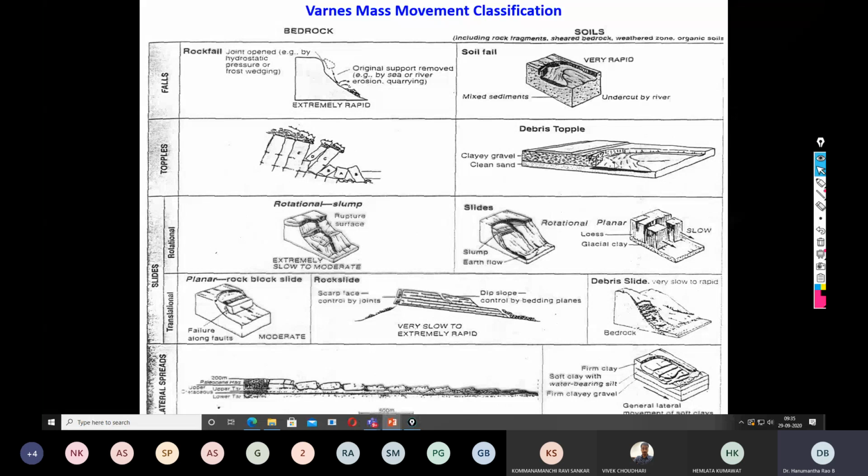Then debris topple. Debris topple is in case of clayey gravel and clean sand. This is a rotational slump. Then slide. So these are translational and rotational. Rotational means the shape of the failure plane is curved. Translational means the failure plane is longitudinal. It is not a rotation. So this is a planar rock block slide, this is a rock slide, and this is a debris slide. Then lateral spreads. This can happen on very soft clays. Lateral spread can happen only on soft clays.